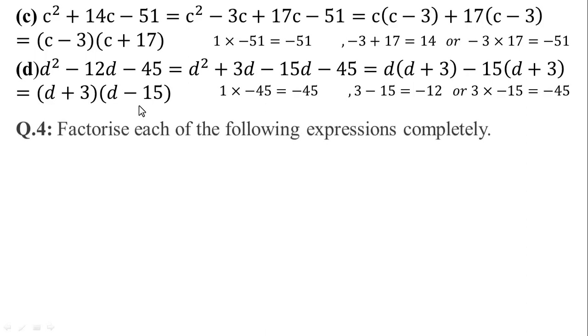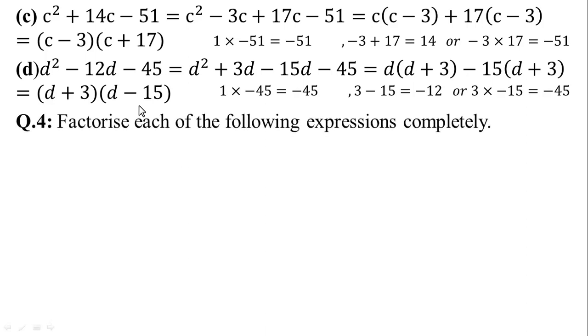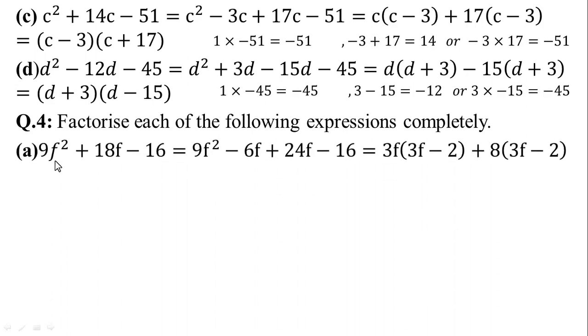Now in question number 4, factorize each of the following expressions completely. Here in A part, 9f square plus 18f minus 16. First of all, the mid-term. Now the mid-term breaking of 18 into two parts.